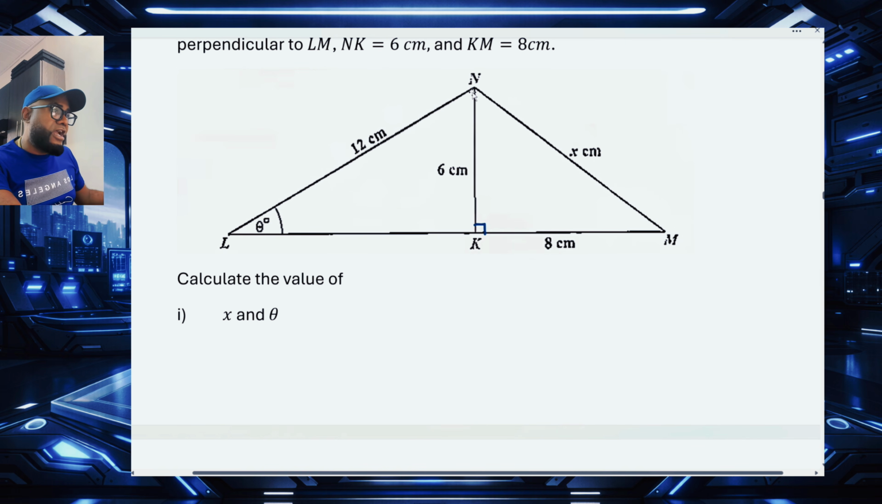So if you focus on this triangle, which side here is my hypotenuse? The hypotenuse will be X centimeters. Right, X is the hypotenuse. Once you can identify that, you can proceed to find your answer.